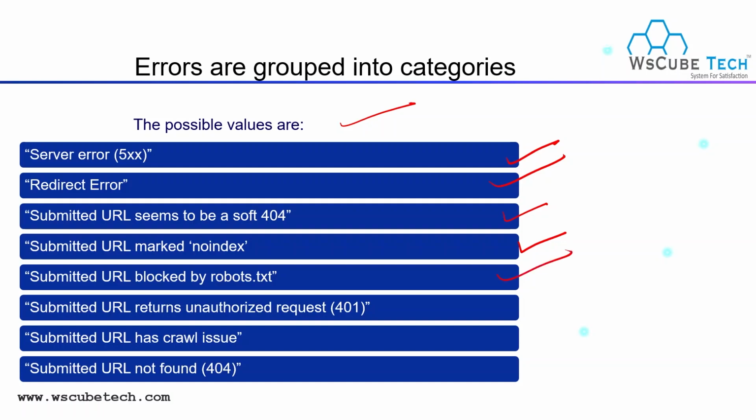Submitted URL returned unauthorized request, that is your 401 error. Submitted URL has crawl issue. For this, we again need to start the crawl and do reindexing. Submitted URL not found 404. So these are some types of error which you can see in your website.